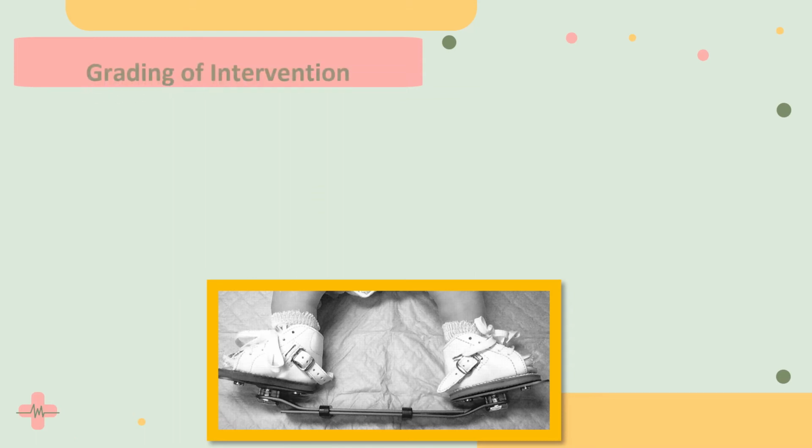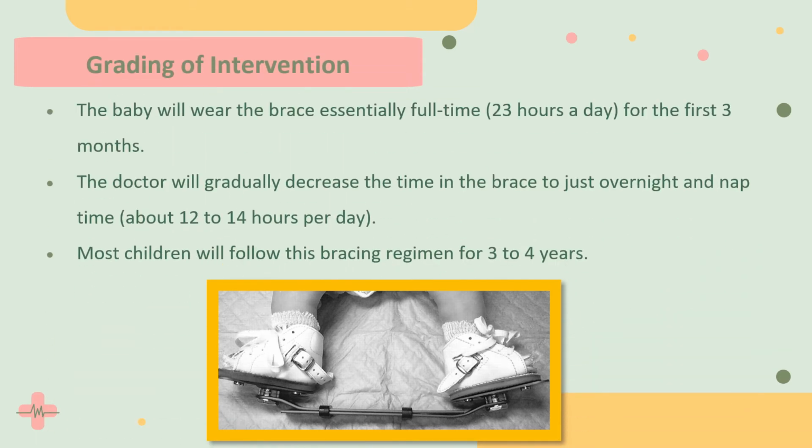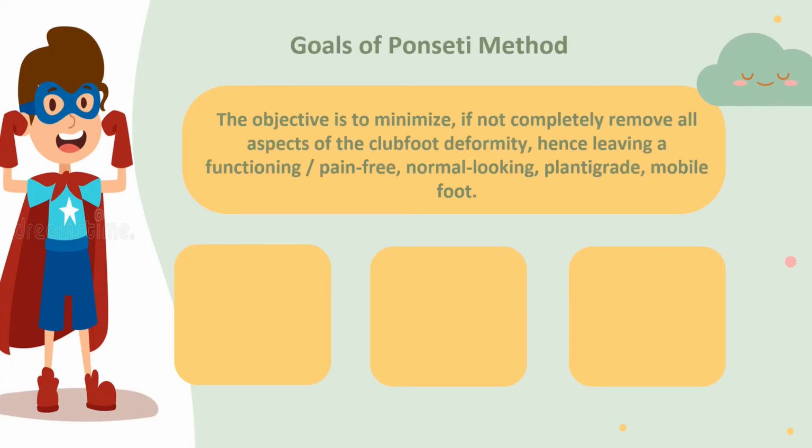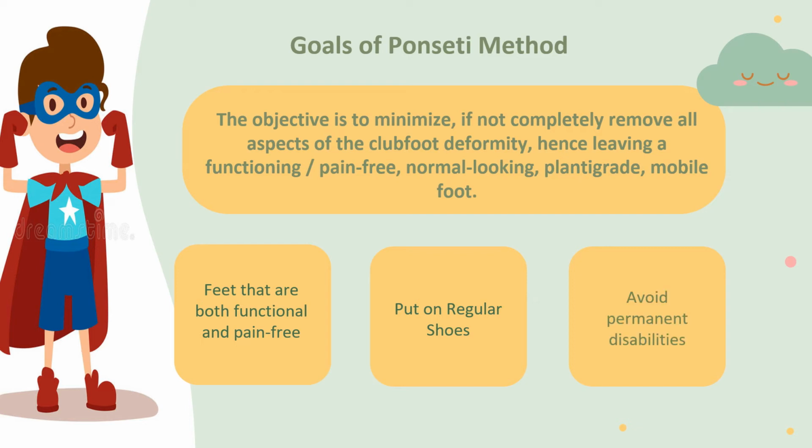For the grading, the baby will wear the brace essentially full-time, 23 hours a day, for the first 3 months. The doctor will gradually decrease the time in the brace to just overnight and nap time, about 12 to 14 hours per day. Most children will follow this bracing regimen for 3 to 4 years. The goal of the Ponseti method is to reduce, if not eliminate, all elements of the clubfoot deformity, hence leaving feet that are both functional and pain-free, to let kids wear regular shoes and avoid permanent disabilities.